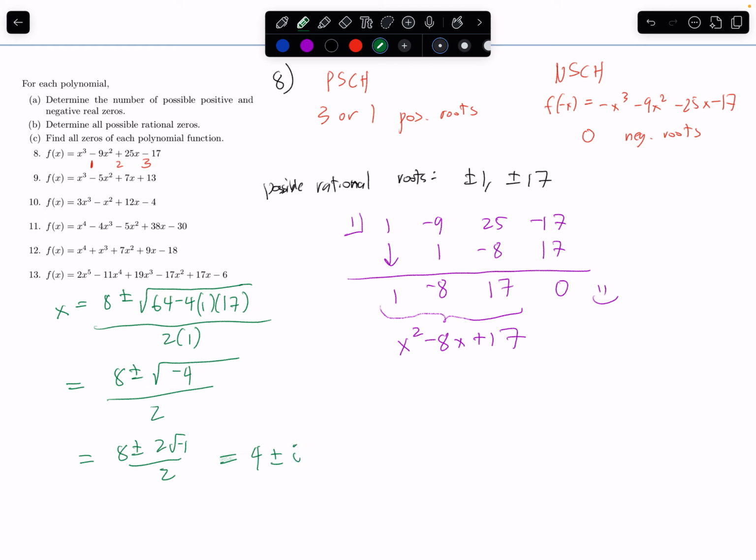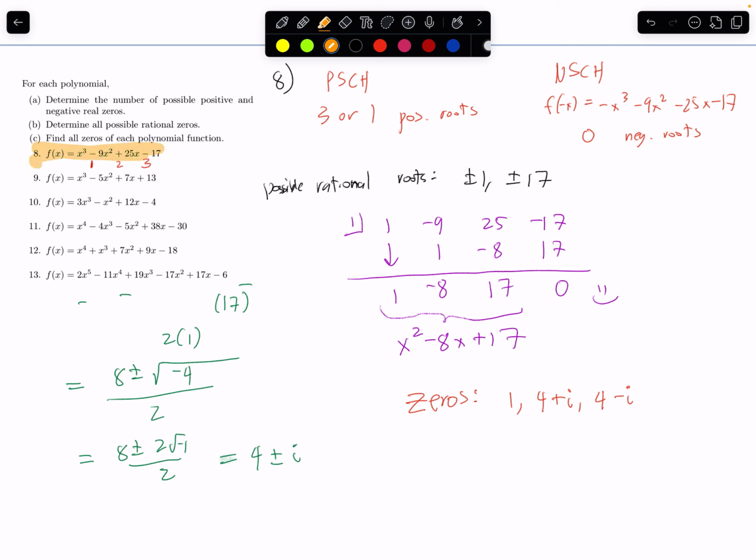So there it is. I found all my zeros. Let's write that in red. My zeros are, first of all, 1, 4 plus i, and then 4 minus i. Those are all the zeros. So I ended up with one positive root, not 3. The other ones are imaginary. Okay, that's number 8. Number 8's done.